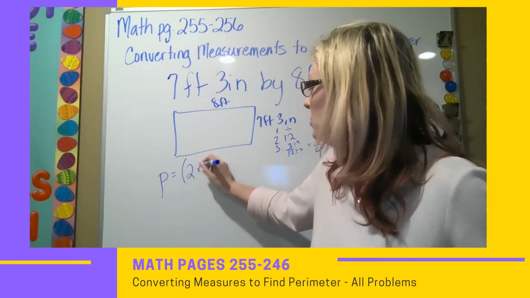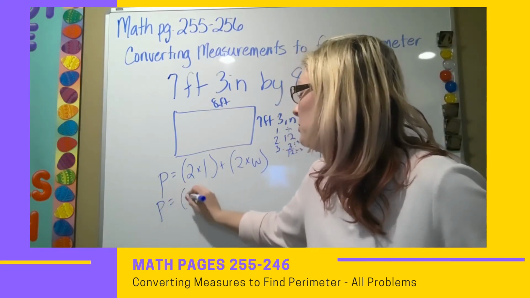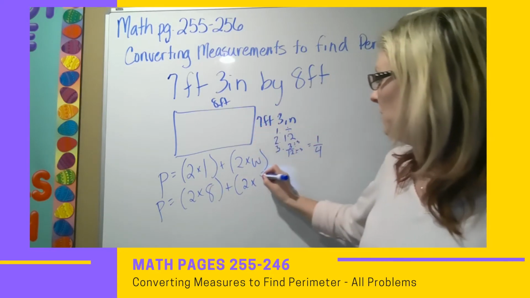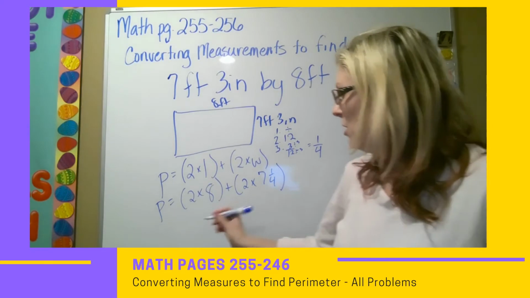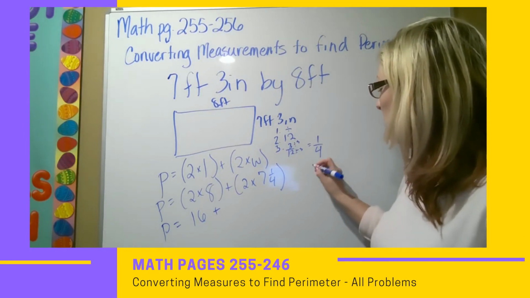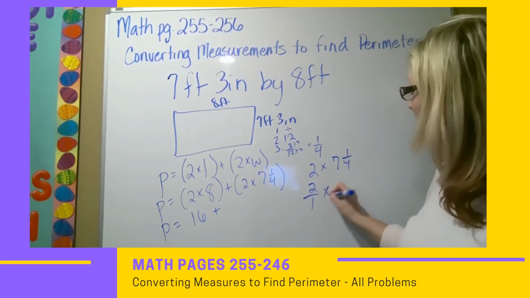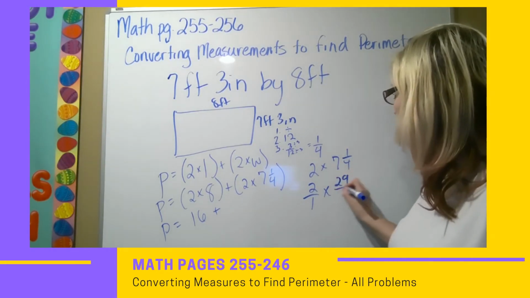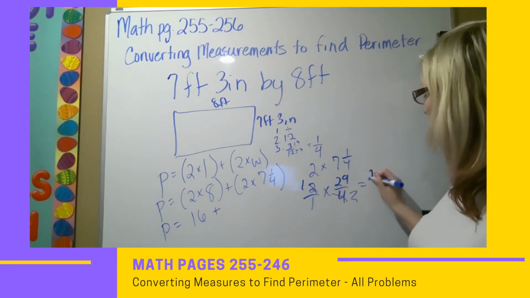P equals 2 times L plus 2 times width. So L is 8, P equals 2 times 8 plus 2 times 7 1/4 feet. Now we work out that equation, knowing that P equals 16 plus, and if we did our multiplication right, we would do 2 times 7 1/4. We'd have to convert this to 2/1, and then change our mixed number to an improper fraction. We'd get 29 over 4. We would then cross cancel, and do 1 times 29 is 29.